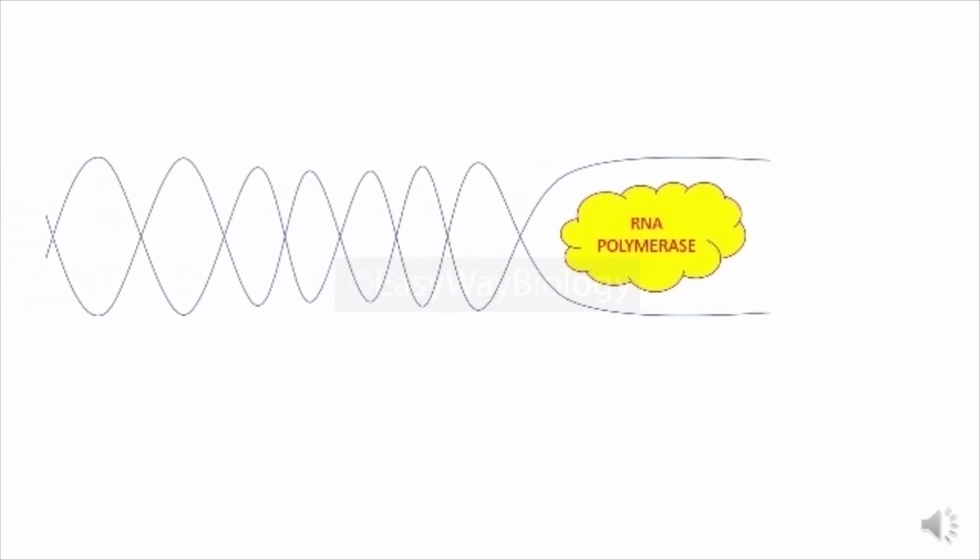Initiation. The hydrogen bonds which exist between complementary bases of the two strands are broken by RNA polymerase, since RNA polymerase can perform the function of helicase.